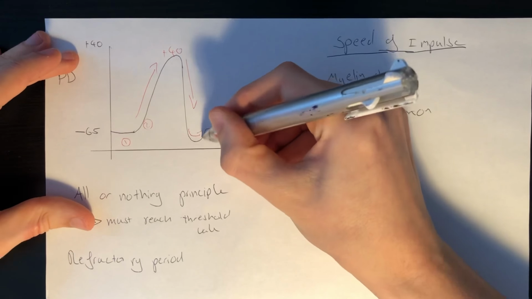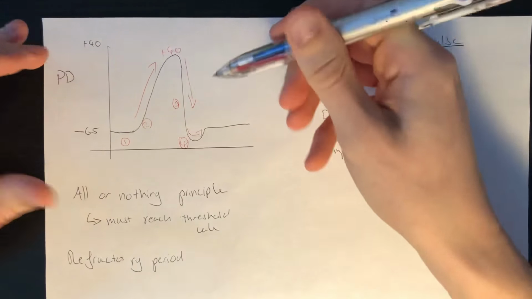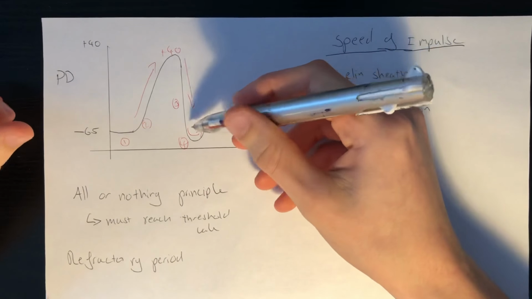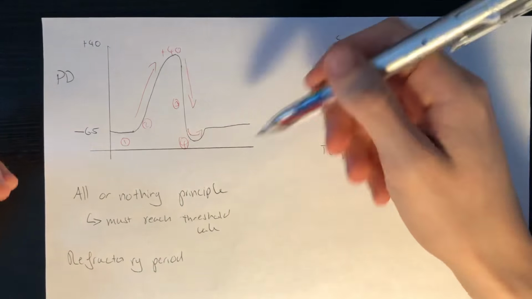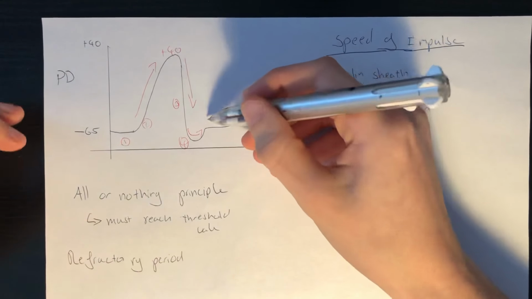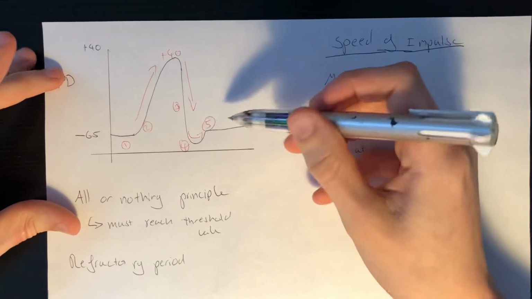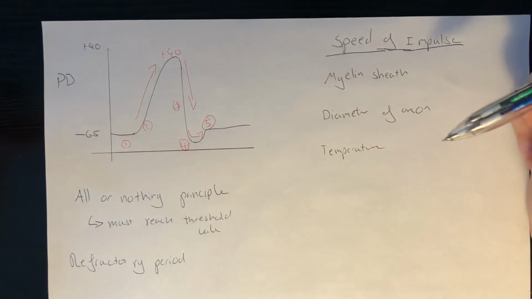And here's our bit of hyperpolarization, step 4, where more potassium ions diffuse out than we want, and this decreases it further than minus 65, which is important later and is called the refractory period. And then we have the sodium potassium pump, essentially to rebalance it back up to a resting potential level of minus 65.